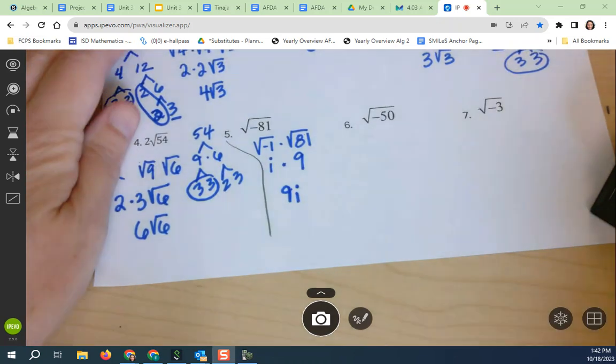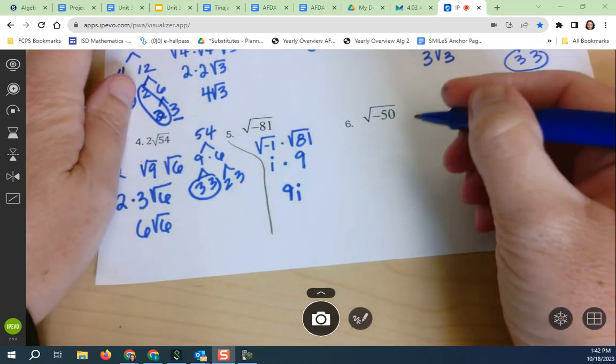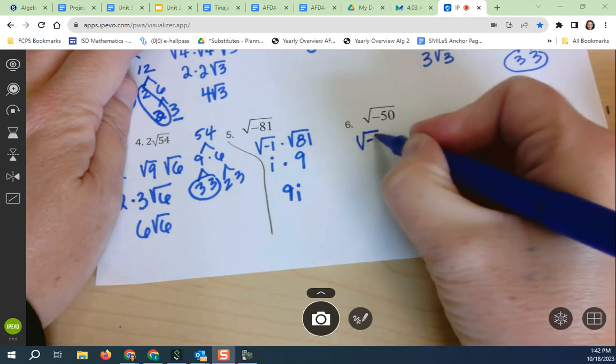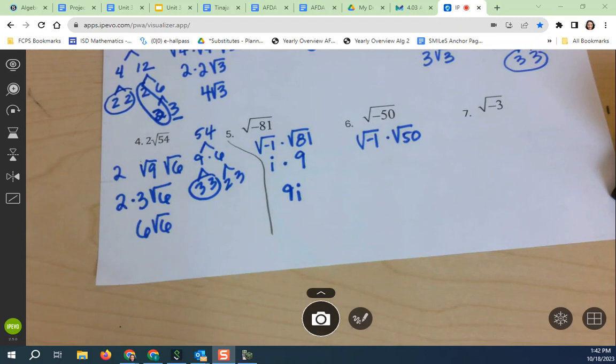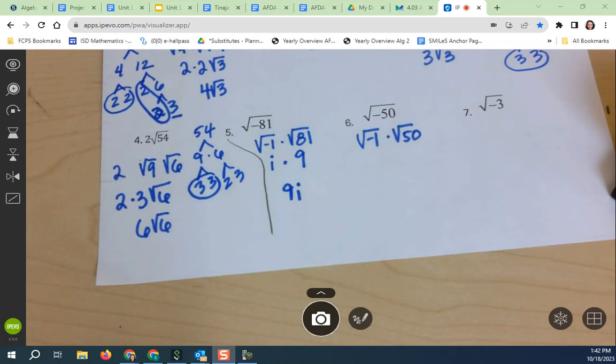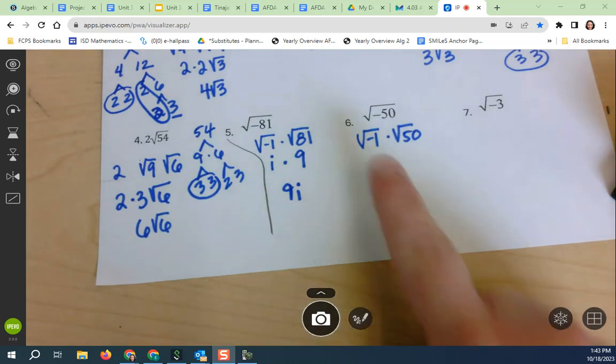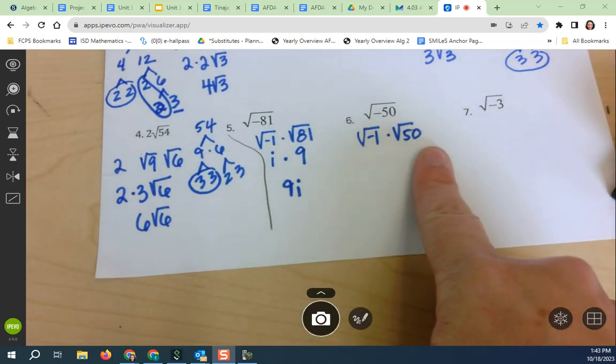All right, I think we did square root of -50 already, but we probably forgot about it. So -1 times root 50. Root 50, is that going to give me an integer in the calculator? No, doesn't work. So let's just do a factor tree then for the 50. I already know this part's i.